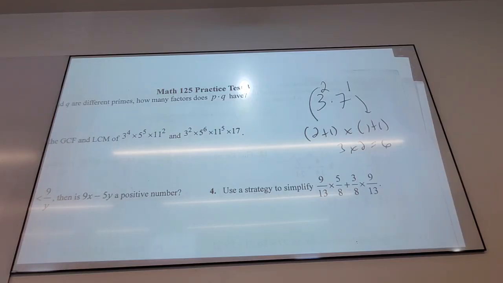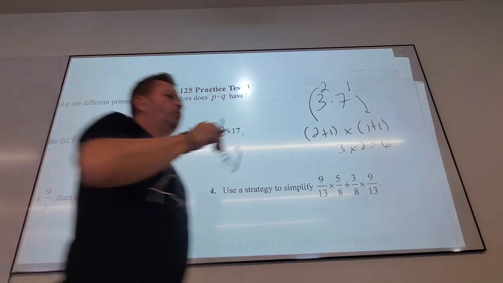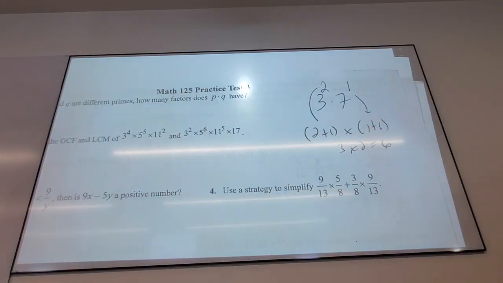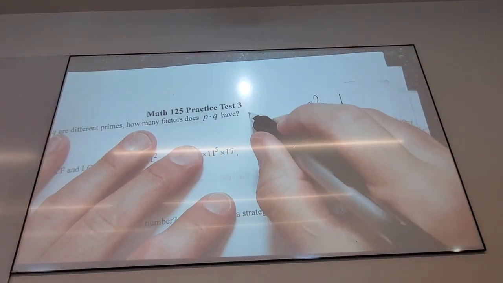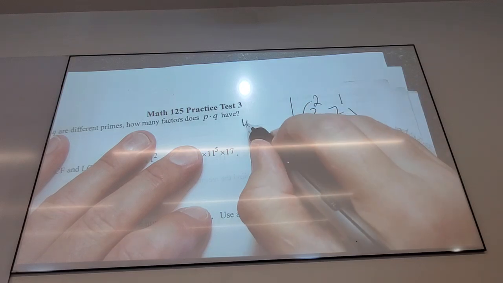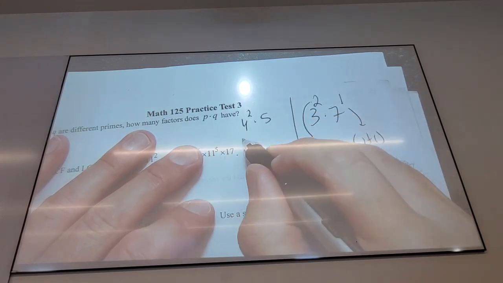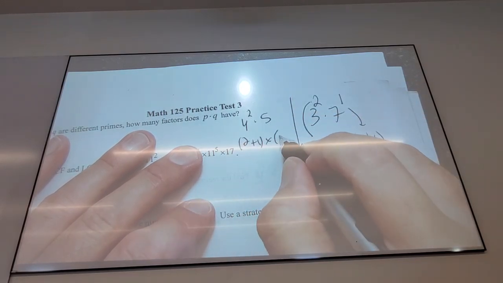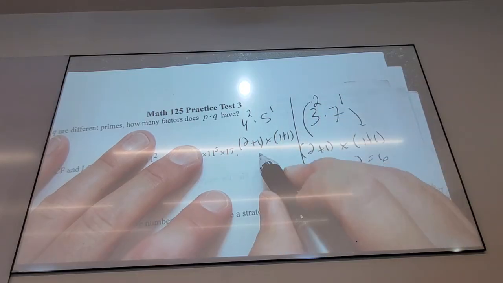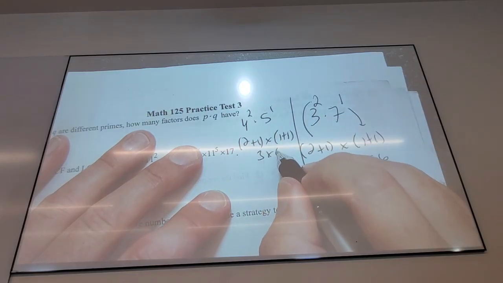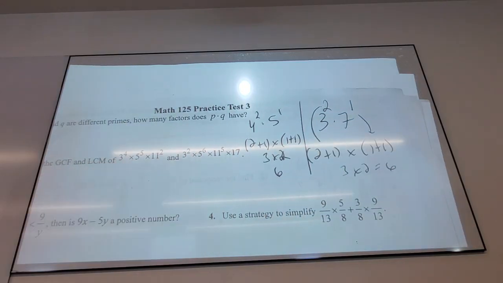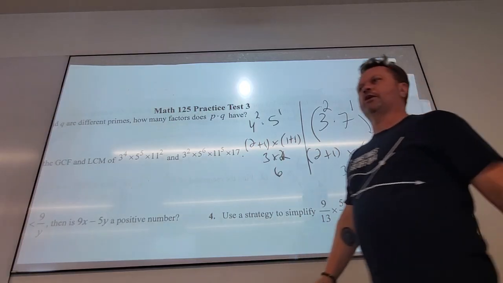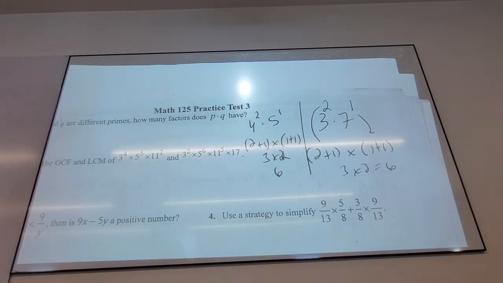Is 3 a prime number? Yes. Is 7 a prime number? Yes. So what is wrong if I had this instead of this? If I had 4 squared times 5, and I do all the same stuff, 2 plus 1 times 1 plus 1, because that's 5 to the first, yes? I get 3 times 2 is 6. I made a mistake. I did something wrong. What did I do wrong?